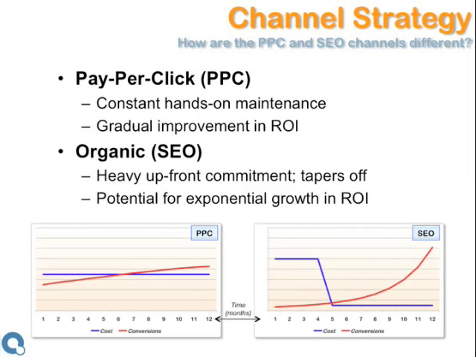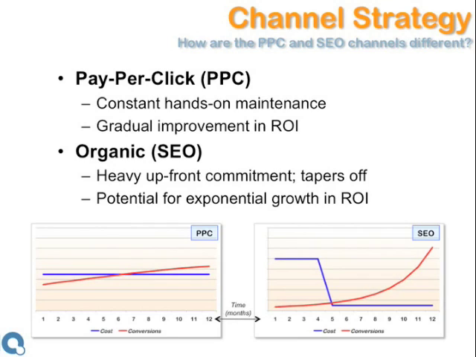If you look at the workflows in a pay-per-click effort versus organic, look at the chart on the bottom left where we see constant hands-on maintenance and a gradual improvement in ROI. When the red line eclipses the blue line, at that point we've actualized all of the returns that we're looking for in the pay-per-click channel. But it takes really a very hands-on kind of an optimization process to make this happen.